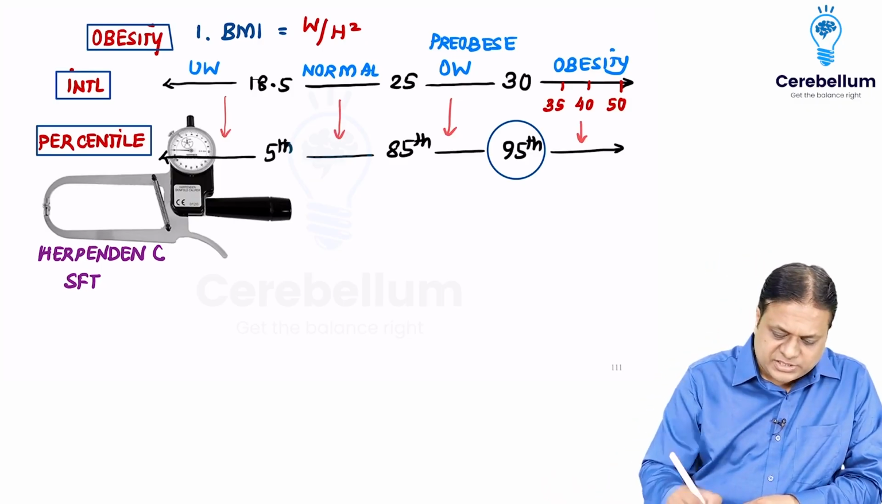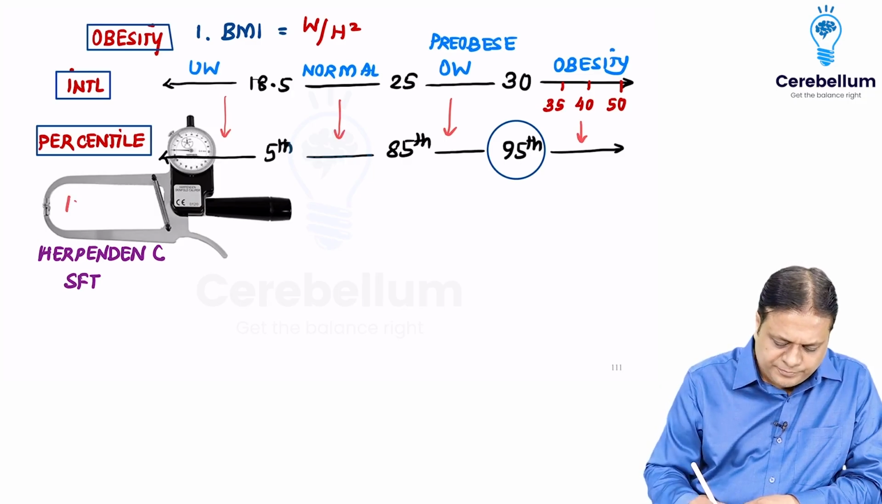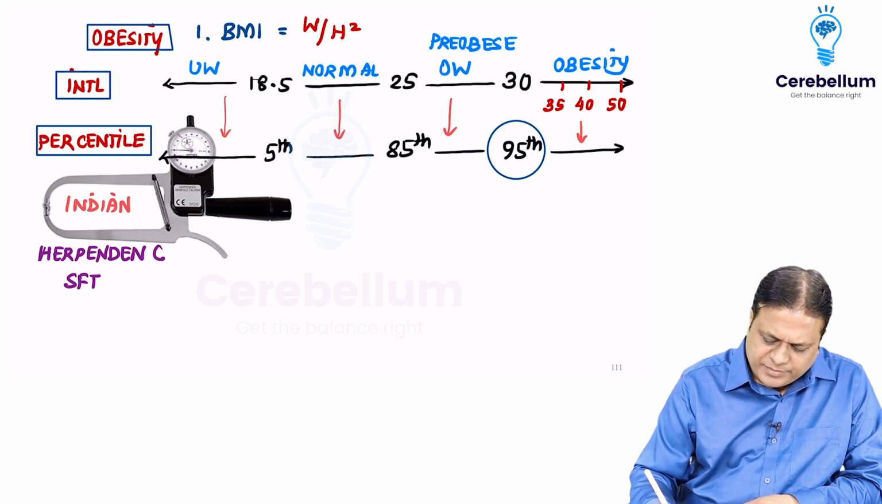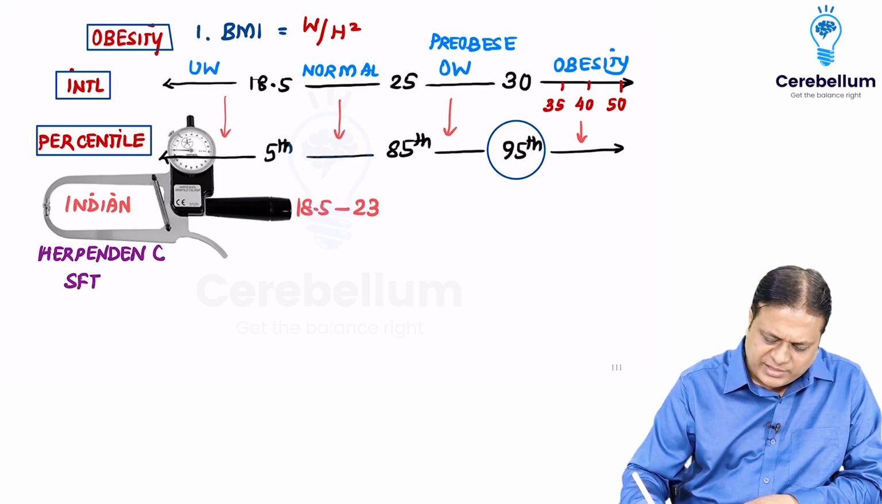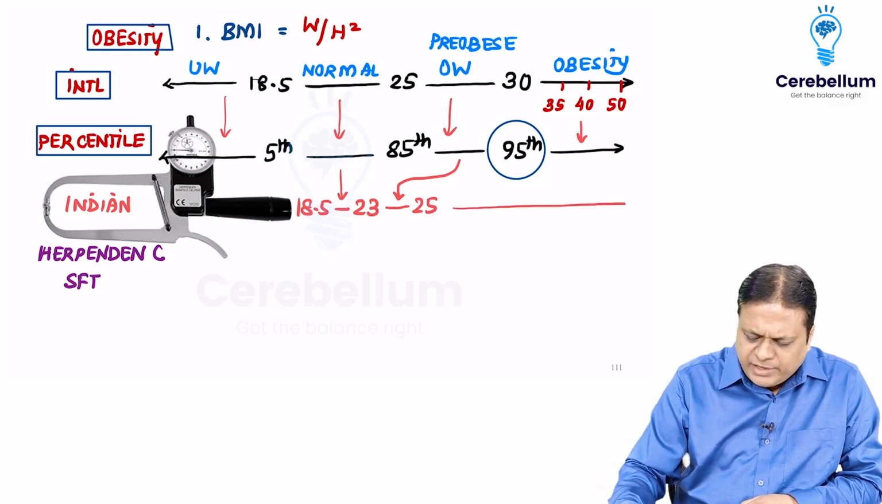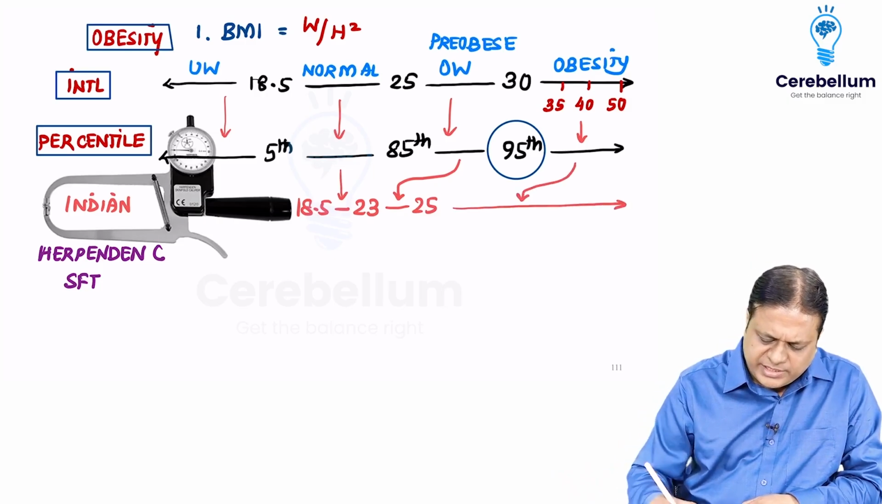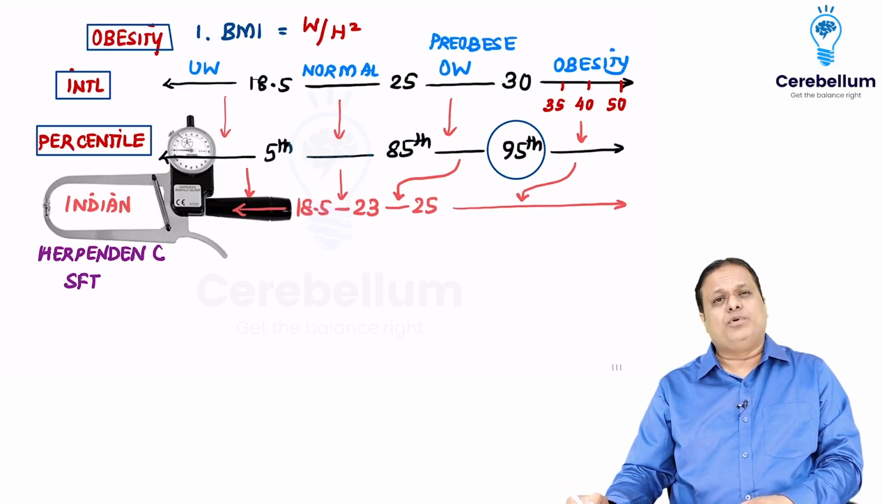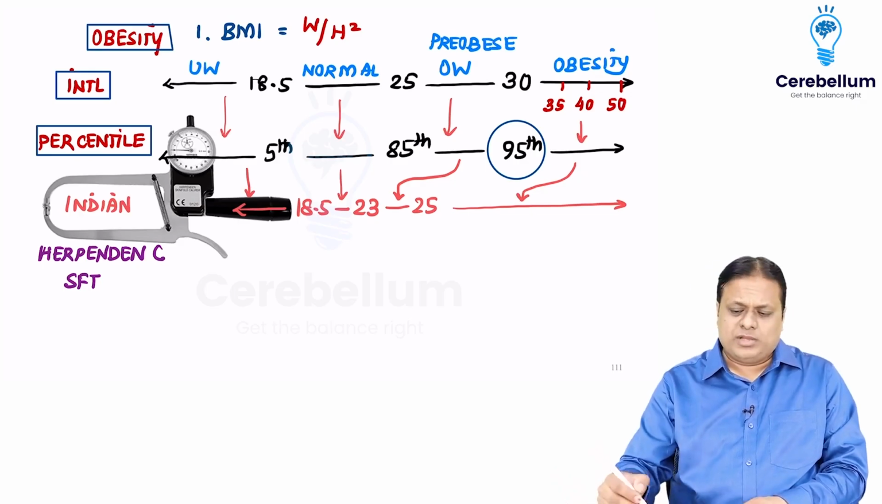Indian classification, if you look, is only slightly different, where 18.5 to 22.99 is normal, 23 to 25 is pre-obese or overweight, 25 and above is obesity in India. Underweight is absolutely the same, below 18.5. Now this is body mass index.